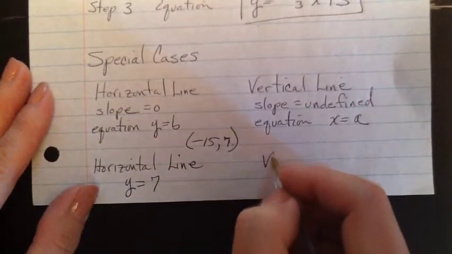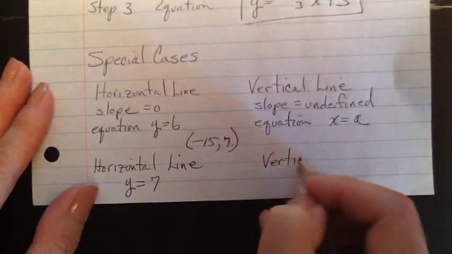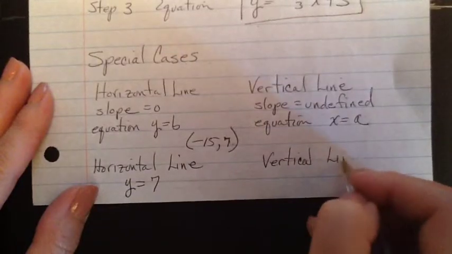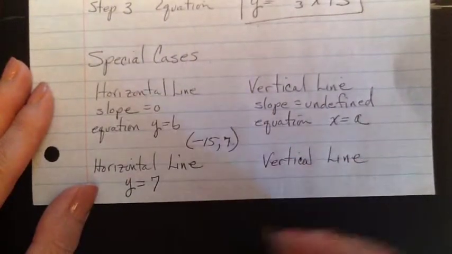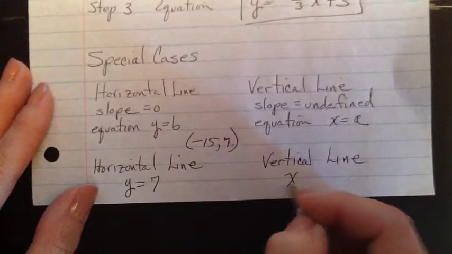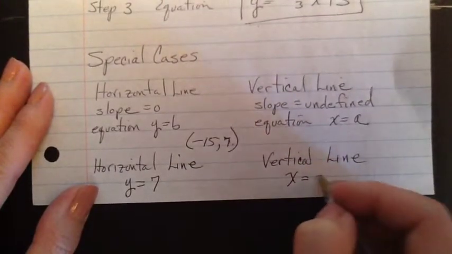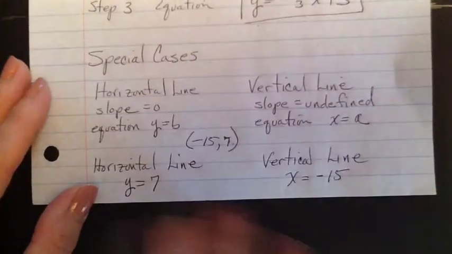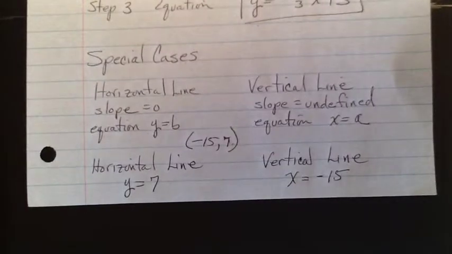If I wanted a vertical line through that point, it would be of the form x equals. And what does x equal? -15. Notice there was no work in this problem, just thinking here. Okay, and that should be a good review for your summer assignment.